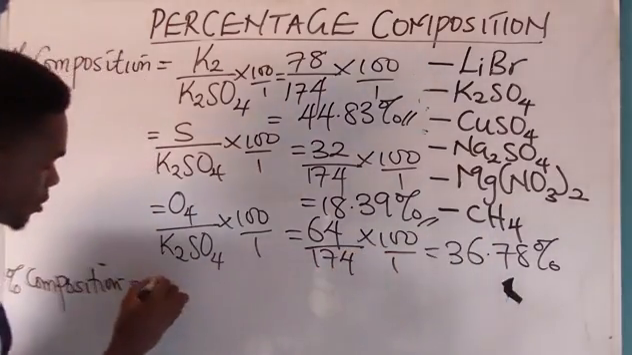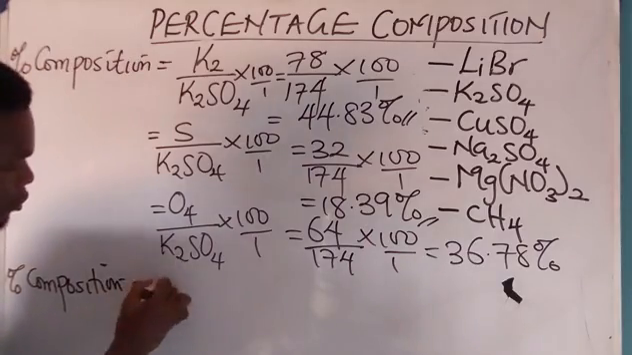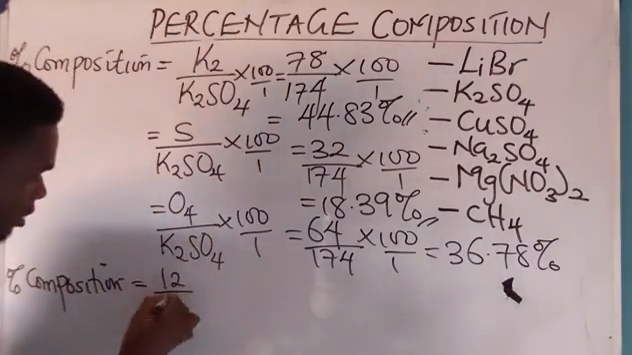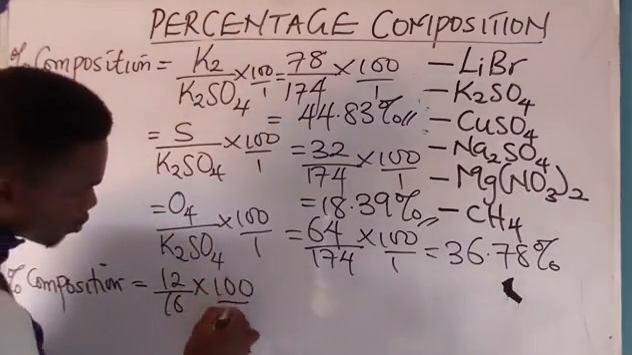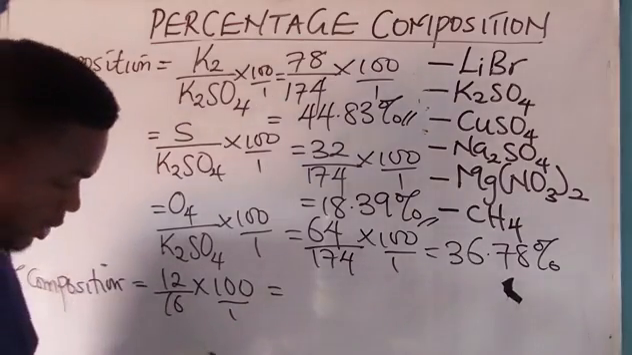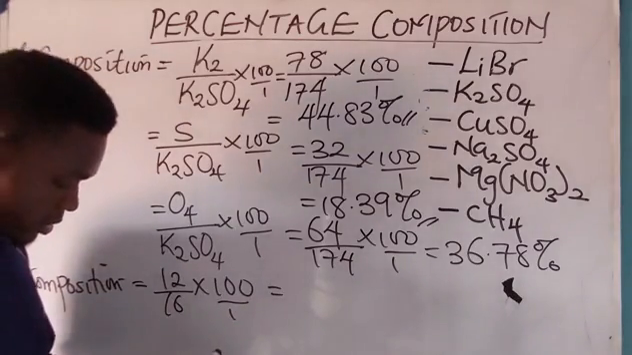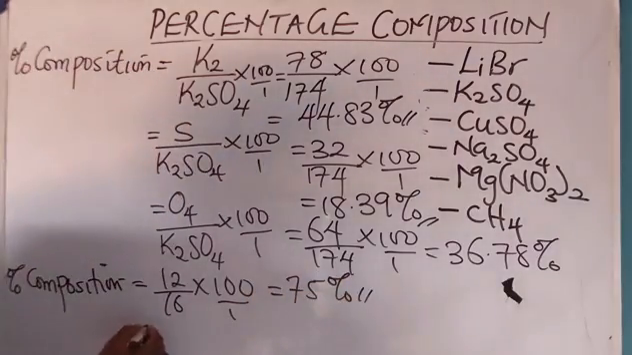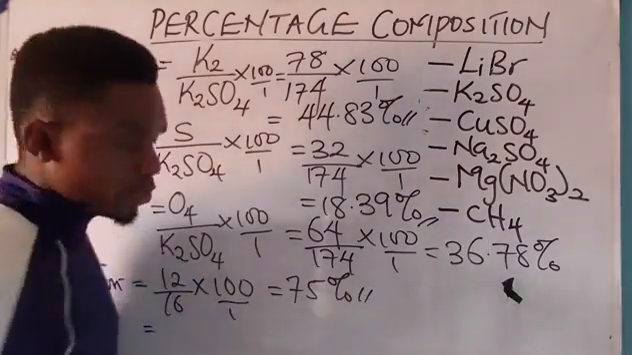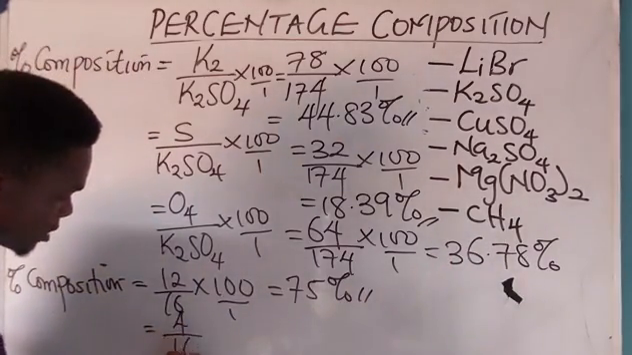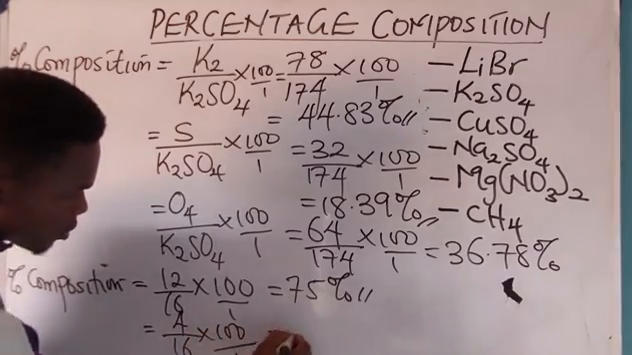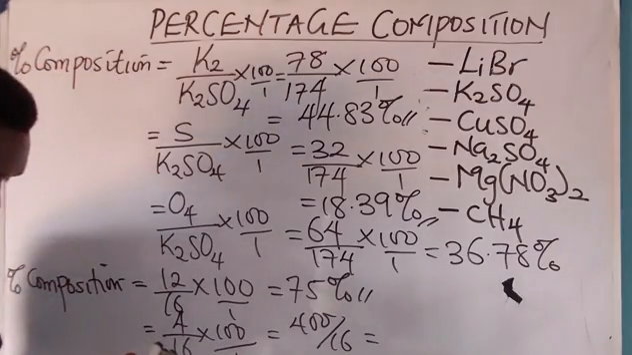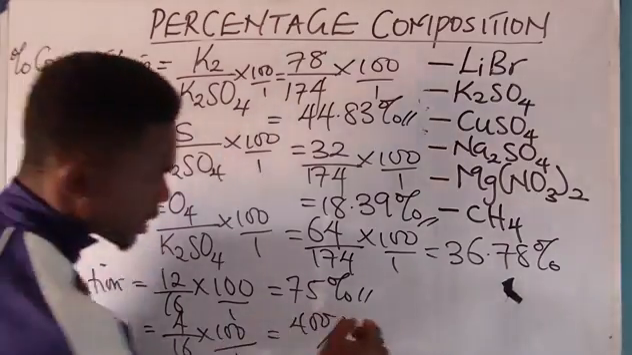Let us do for carbon. Carbon is C. Carbon is 12 over 12 plus 4, 16. Then 16 times what? 100 over 1 equals 1,200 divided by 16 equals 75%. Then what about hydrogen? It is 4 over 16 times 100 over 1 equals 400 divided by 16. So I will have 25%.